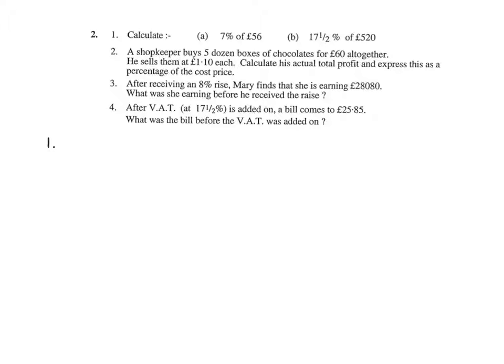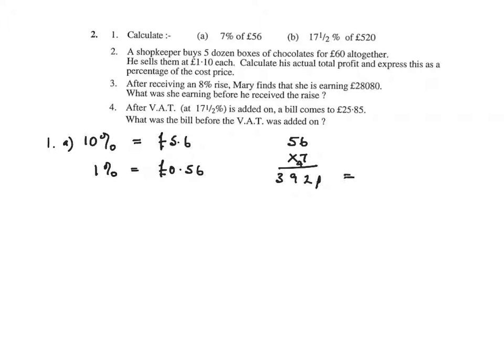Question 1. 7% of 56. Well, 10% equals £5.60. So 1% then is £0.56. 7%. I multiply the 56 by 7. 7 6s are 42. Put down 2, carry 4. 7 5s are 35, and 4 is 39. That's 392 pence, which is £3.92.